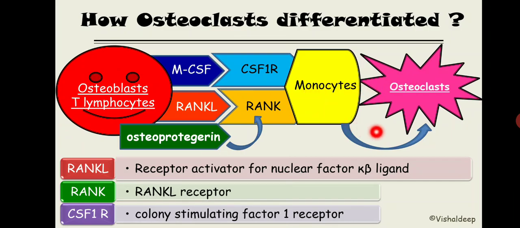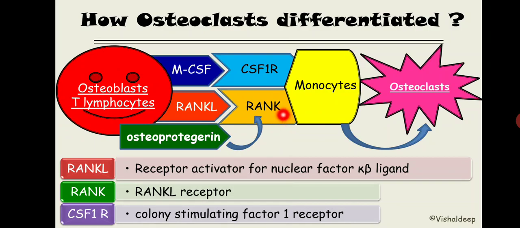And to keep this conversion in check, there is one more thing: the osteoblast will secrete the substance osteoprotegerin. This osteoprotegerin will competitively inhibit RANKL from binding with the RANK. Once this osteoprotegerin binds with this RANK, this conversion will not take place. So this is the inhibitory compound that inhibits the formation of new osteoclasts.